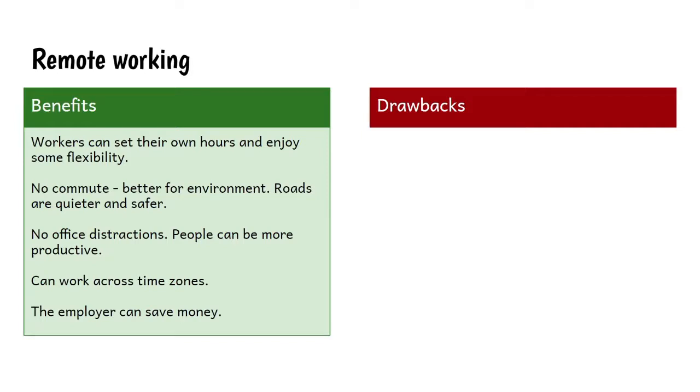But essentially when you're working from home, you can set your own hours and therefore you can enjoy some flexibility. You can decide when you work and when you take time off. One of the other benefits is that there's no commuting involved at all. So we no longer have to get in the train or the bus or drive a car to get to our place of work. So the roads in theory become quieter and they become safer as well.